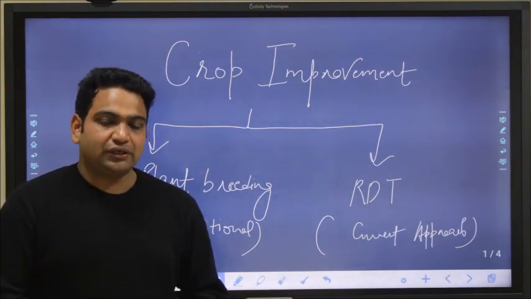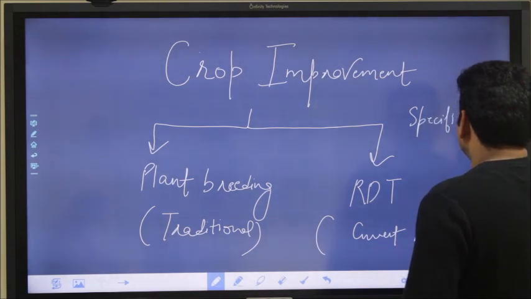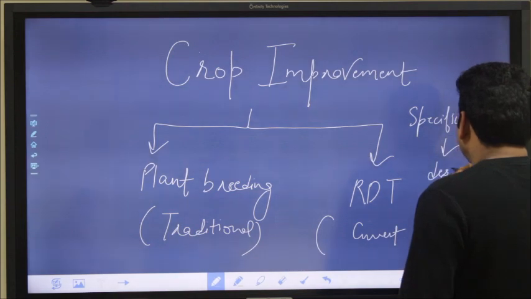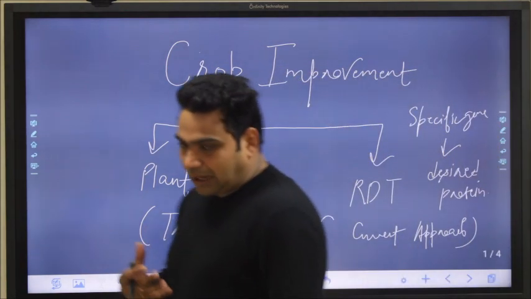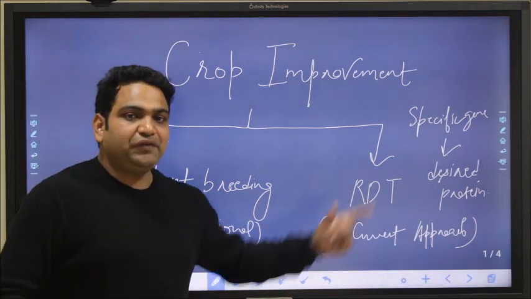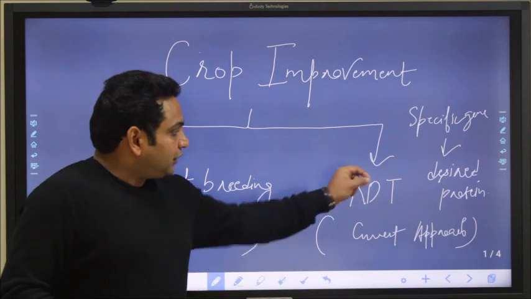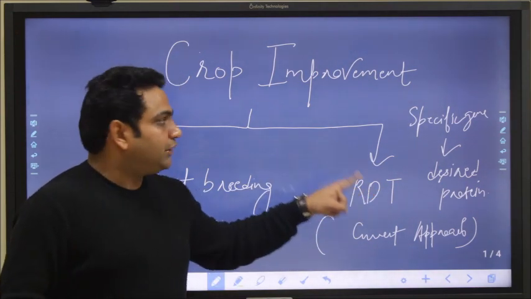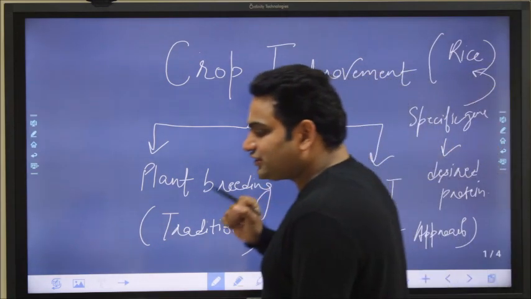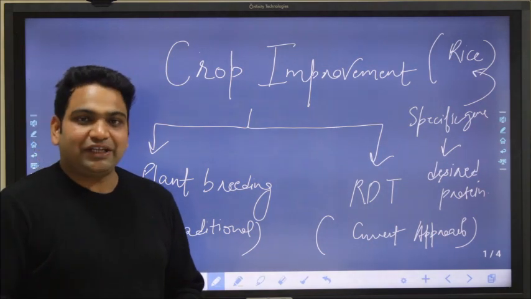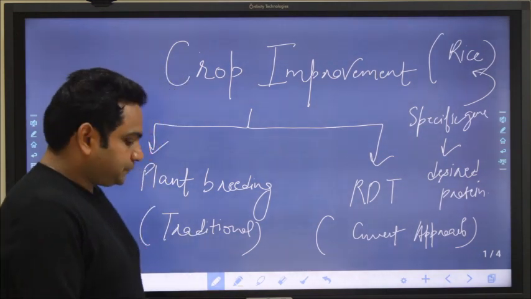In RDT we can introduce a specific gene, a gene which codes for the desired protein. For example, in the golden rice or brown rice concept, we will take the specific gene that codes for the desired protein occurring in brown rice or golden rice, and introduce it through an RDT process into a particular variety of rice. When we introduce this gene into that variety, it will become more proteinaceous, and that is called brown rice or golden rice.